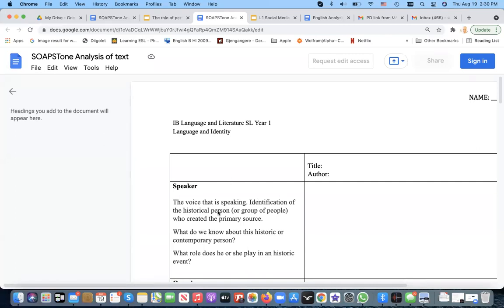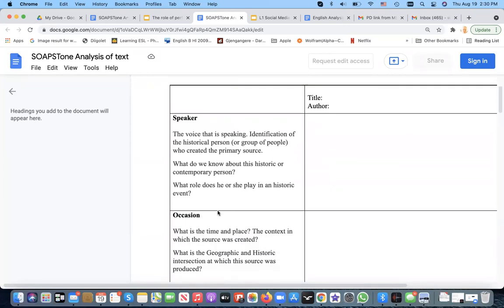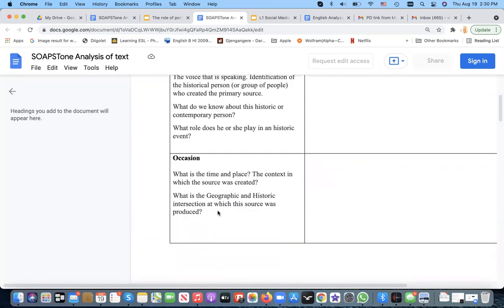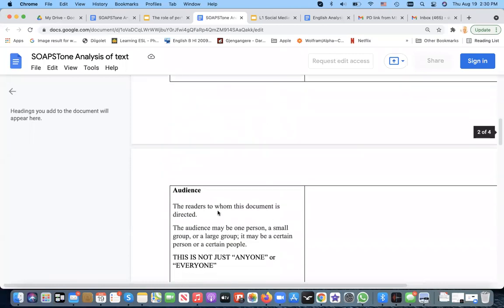So there's a speaker, the voice that is speaking. From what perspective is it told? Occasion: what time and place, why now? Why is the text now? Audience: who is it meant for?